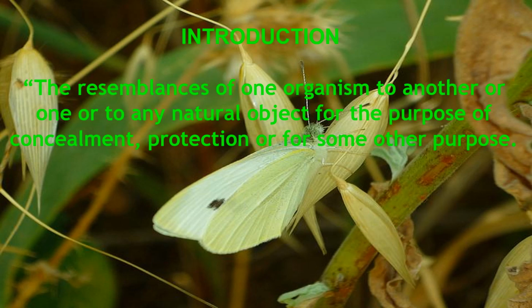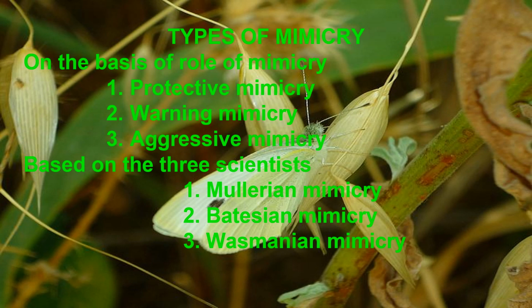The object which is mimicked or imitated is called a model. So mimicry is defined as the resemblance of one organism to another or to any natural object for the purpose of concealment, protection, or for some other advantage. Mimicry is classified in two ways.